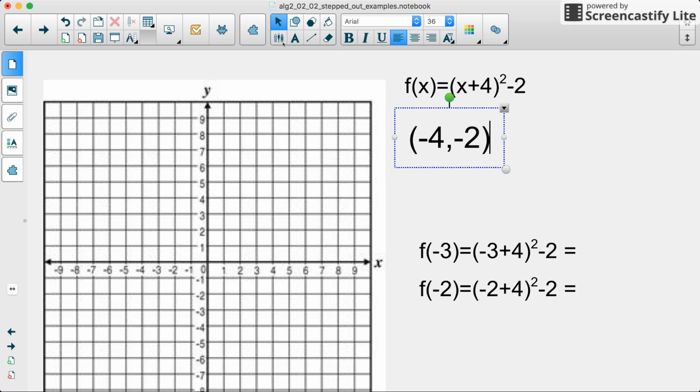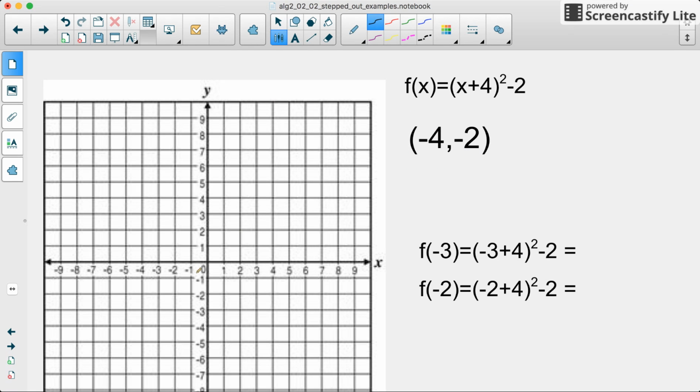And we can then just graph that on our coordinate plane. So let's put that point in right there. Okay, so there's our point, and that's our vertex. The next thing that you're going to do is draw on your axis of symmetry, and that goes right through. It's a vertical line that goes right through that point that we just drew. And from that, now you can start to build your quadratic function in a graph.